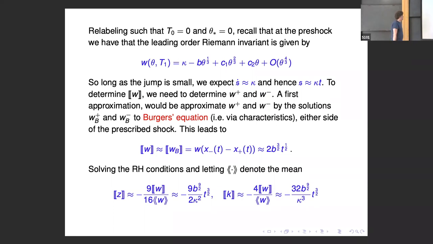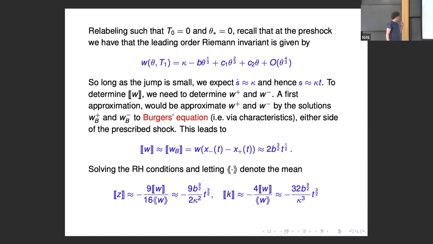solve W on the left and the right of the shock according to characteristics, pretending that W plus and W minus satisfy a Burgers equation, except here I'm not saying that the actual shock is described by the Rankine-Hugoniot conditions corresponding to Burgers. Here I prescribe what the shock is, and then I just compute from left to right via characteristics, and you end up with this approximation for the jump across the shock.